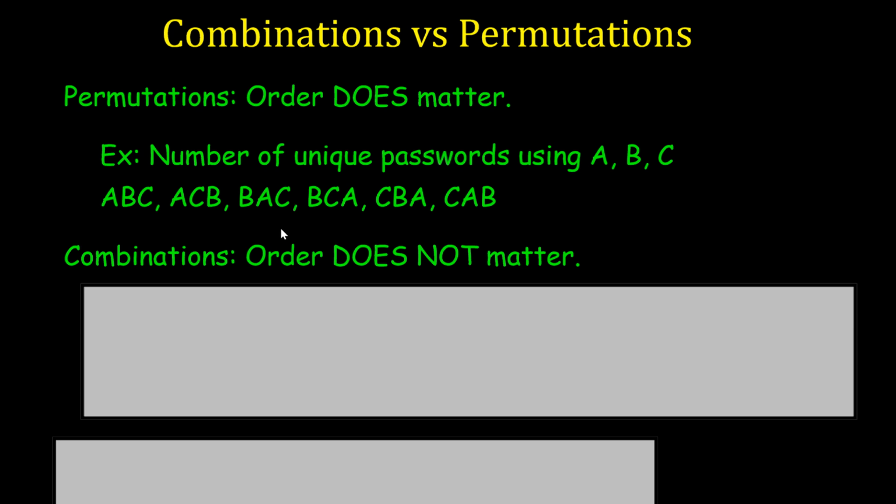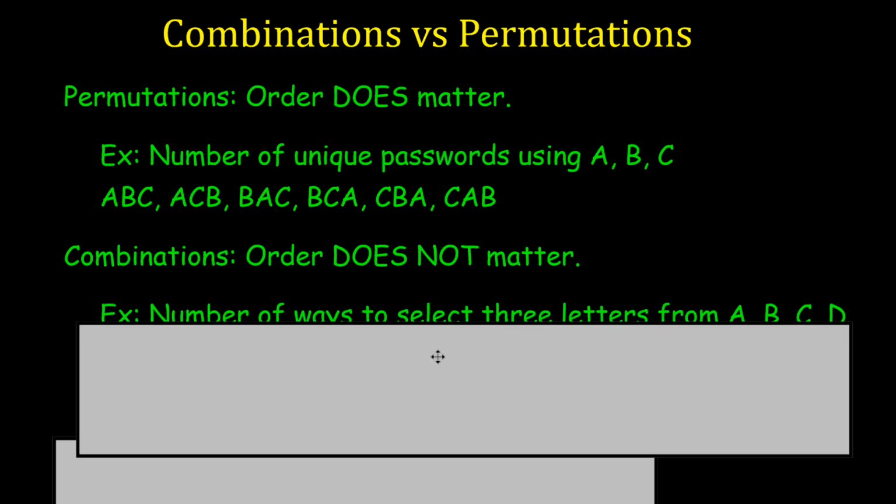So this would be an example of a permutation because the order in which you select the letters A, B, and C does matter. So for combinations, the order does not matter. So that means that each of these 6 things that we just talked about would be the same thing, A, B, and C. Think of it often as like picking a starting lineup for a team or something like that.